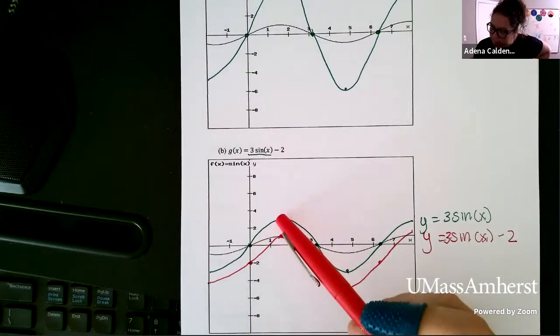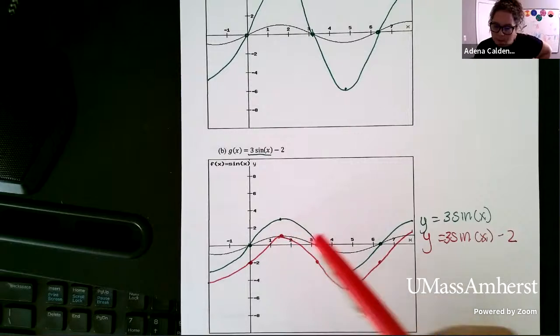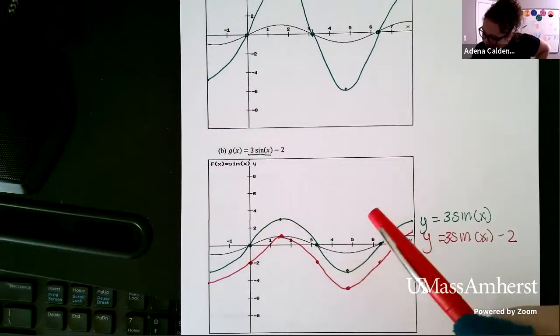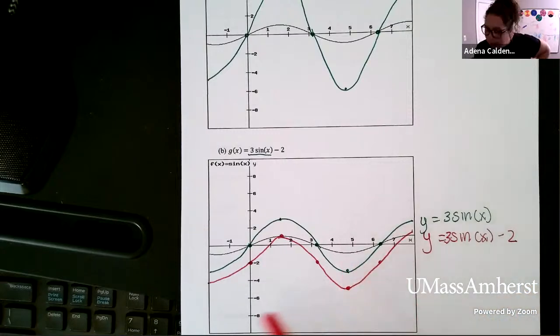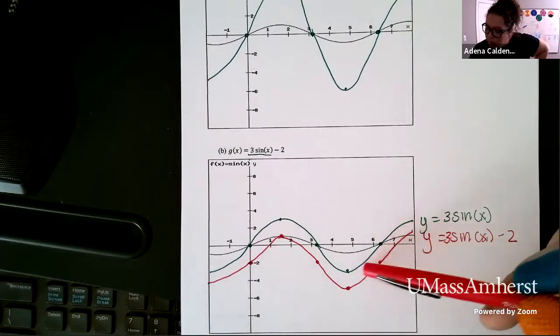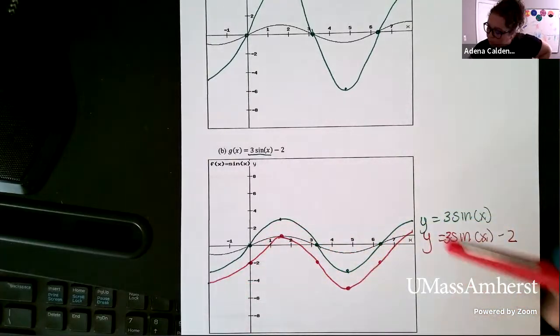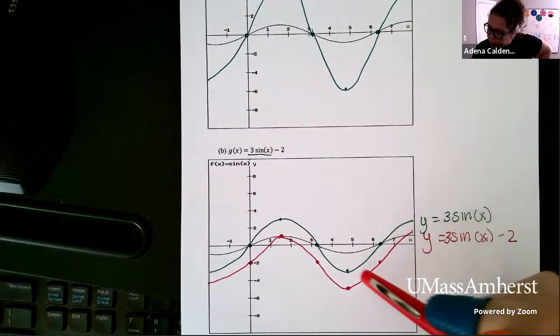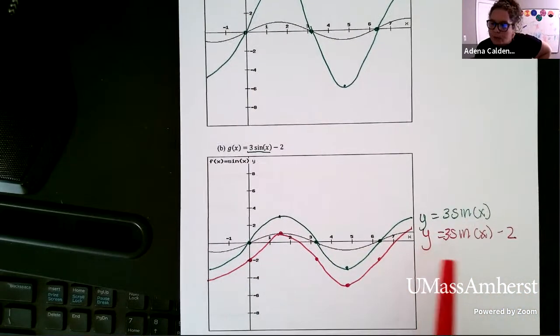Then I took that max, which was 3, and I moved it down 2, which gave me 1. I took the min, right, which was -3, and I moved it down to -5. And then I had plenty of dots to connect, because essentially I had to keep a 2-unit difference between the green and the red to move everything down by 2. So I shifted this green one down by 2 units at every point to get my final graph here of 3 sine x minus 2.